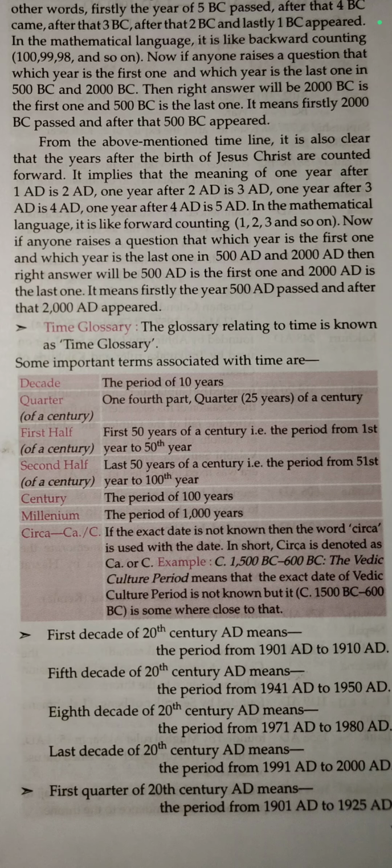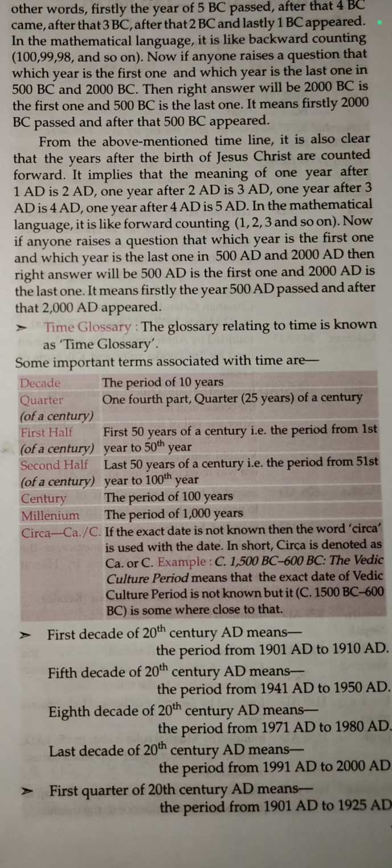Then, first decade of 20th century AD, the period from 1901 AD to 1910 AD. Then fifth decade of 20th century AD means the period from 1941 AD to 1950 AD. Eighth decade of 20th century AD means the period from 1971 AD to 1980 AD. Last decade of 20th century AD means the period from 1991 AD to 2000 AD.